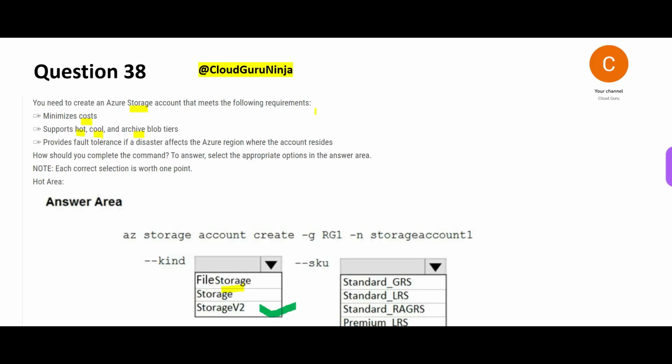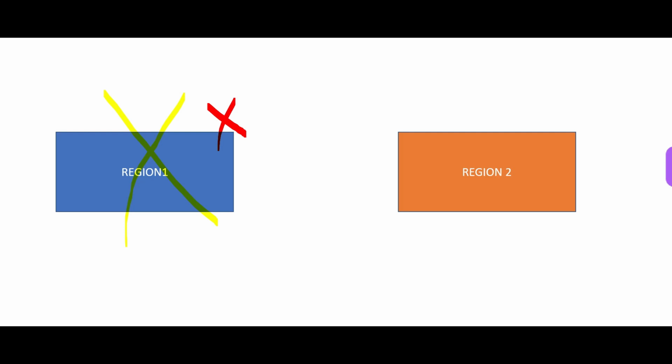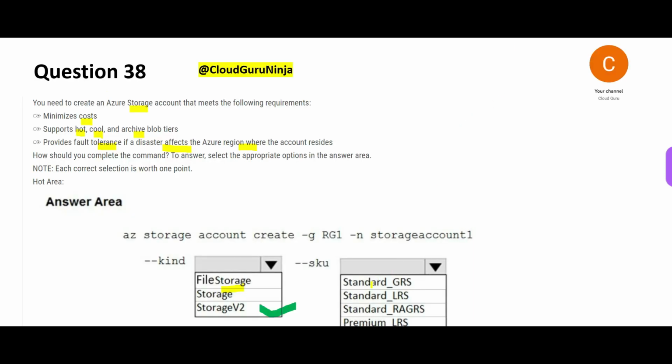Now the next piece is interesting. It should provide fault tolerance if disaster affects a region. So if you have region 1, okay, and it goes down, what should happen? The system should be fault tolerant and it should come up from region 2. So the system is fault tolerant. If a fault happens, still the system would be up. So let us look at the options.